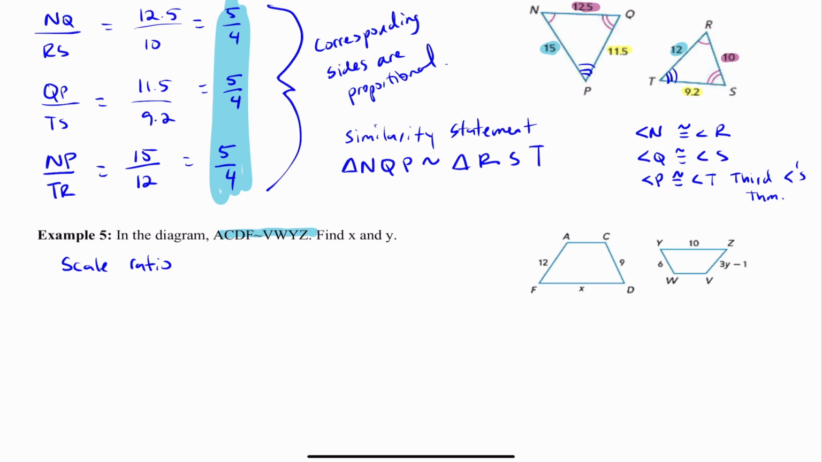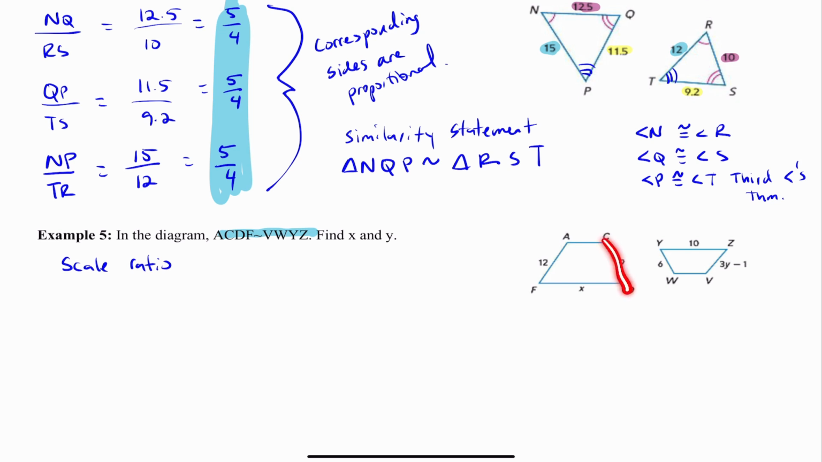So let's take a look at AF, right? So A is the first letter, F is the last letter. And if I were to look at this, I'm looking at V and Z because that's the first and the last letter. So those two side lengths correspond. So AF to VZ. But note that 12 is just a regular number, and then ZV has a variable. I don't want to work with that because that's not going to help me find my scale ratio.